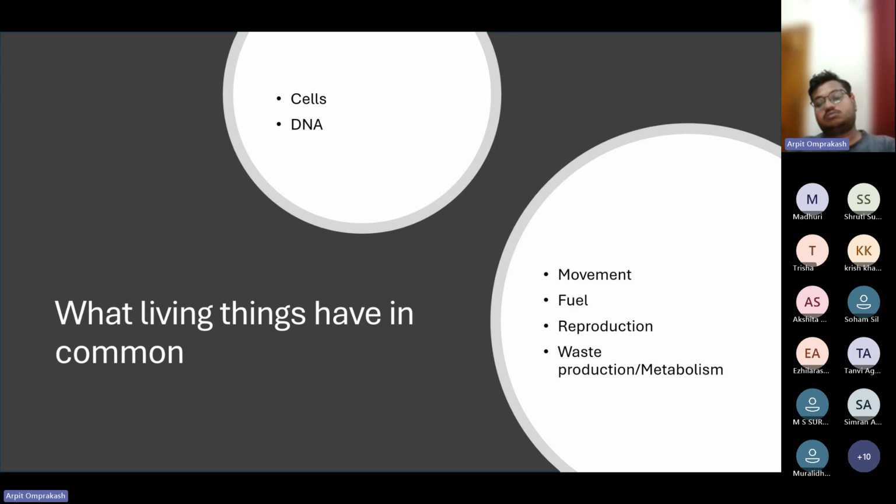Okay. So just to recap, what living things have in common is that they are all composed of cells, and they almost always have DNA. And these are some characteristics of living organisms, which might or might not be present in all of them, but some of them will, of course, be present in every living organism, such as movement, fuel, or basically how they get their energy, reproduction, waste production, and or metabolism. Right.